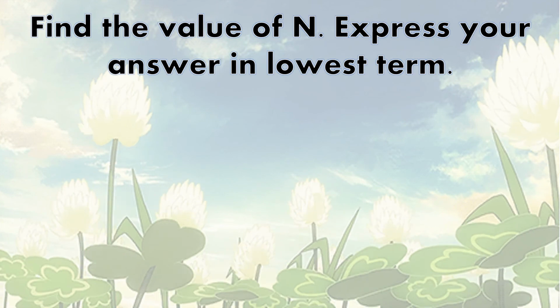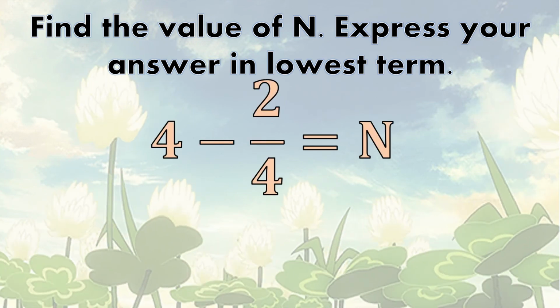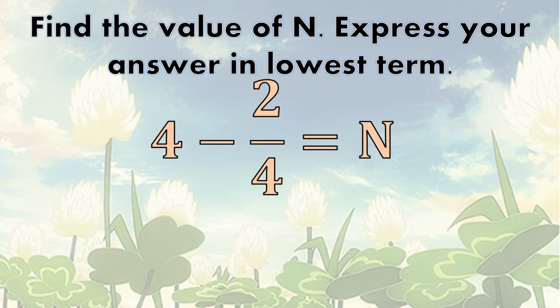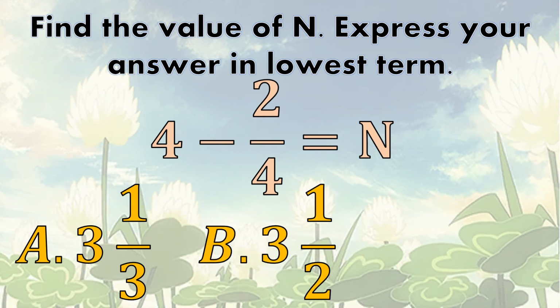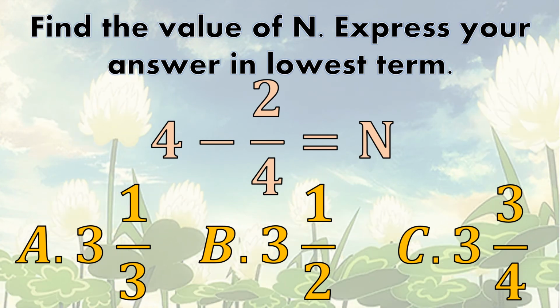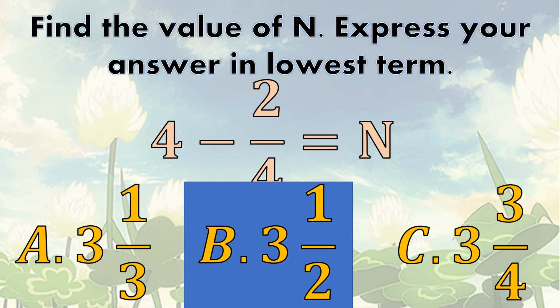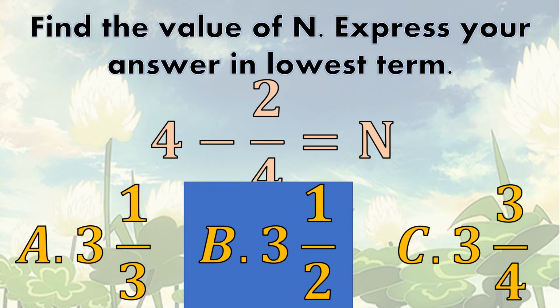Okay, let's try your understanding. So find the value of n, express your answer in lowest term. So 4 minus 2 fourths is equal to n. Is it A, 3 and 1/3, B, 3 and 1/2, C, 3 and 3/4? Amazing! The correct answer is letter B, 3 and 1/2. Why 1/2? So we get the lowest term of 2/4 which is 1/2.